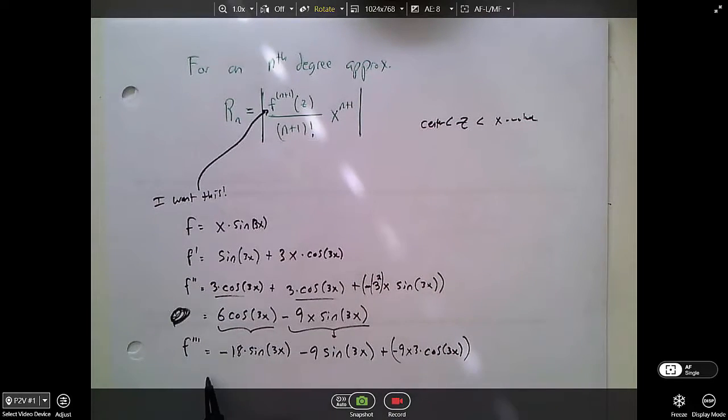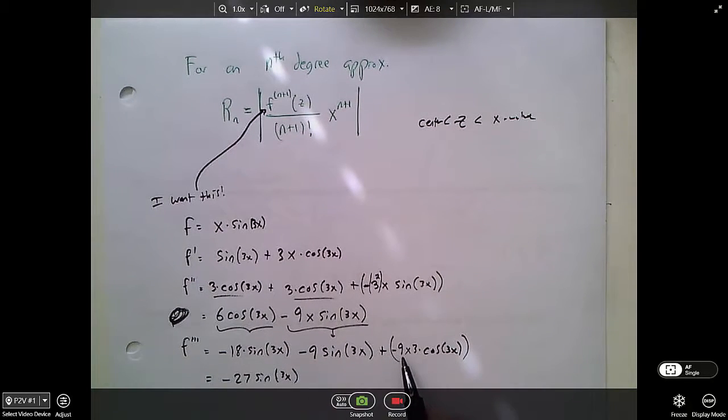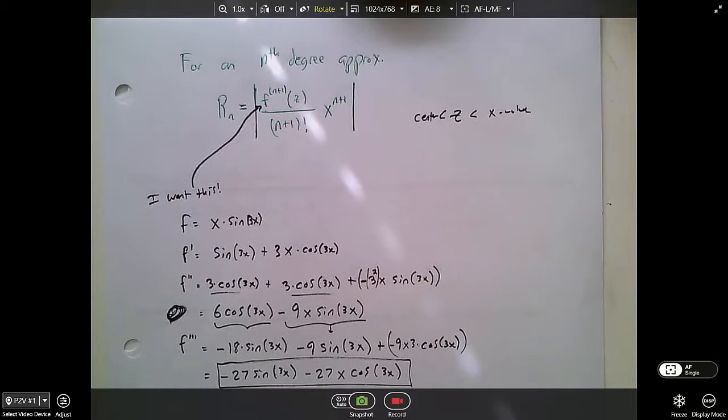All right, so combining all those together, let's see, I've got a negative 18 and a negative 9, so that's negative 27 sine 3x. And then over here, let's see, I've got a 9 times a 3, so that's, again, a negative 27x cosine 3x. Cool, well that wasn't so bad. We found our third derivative.